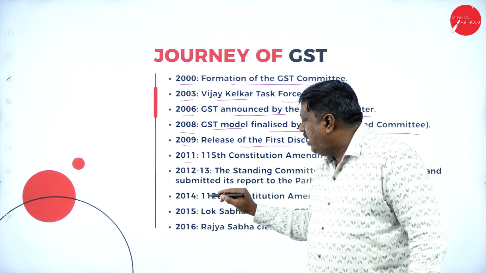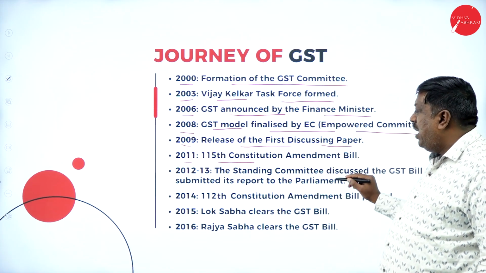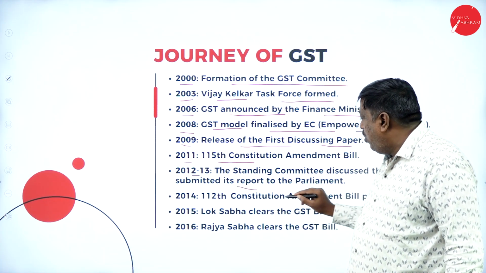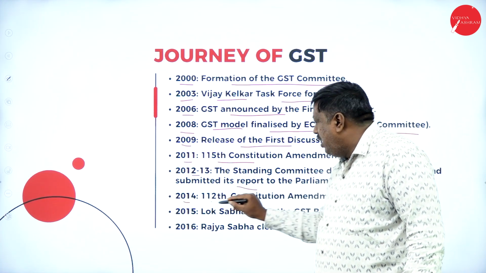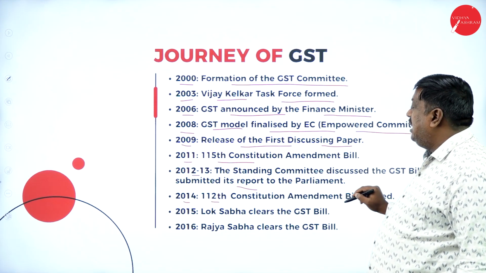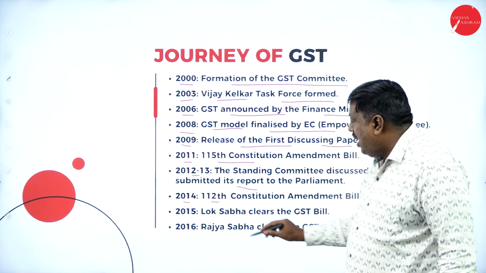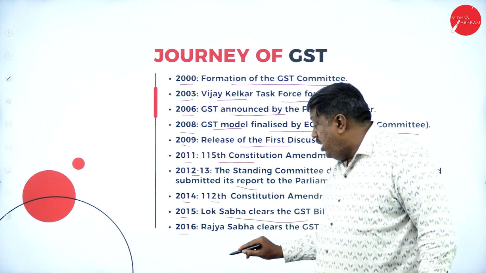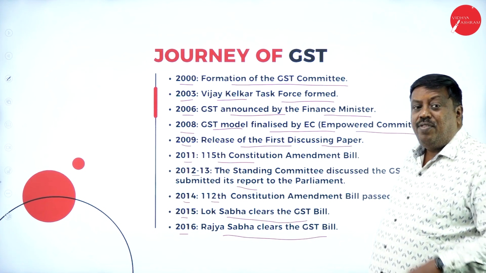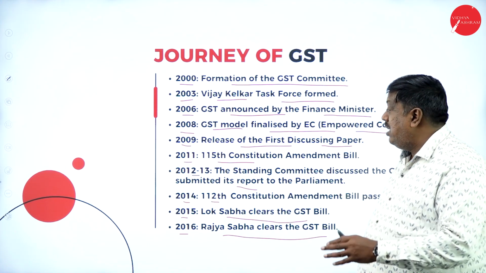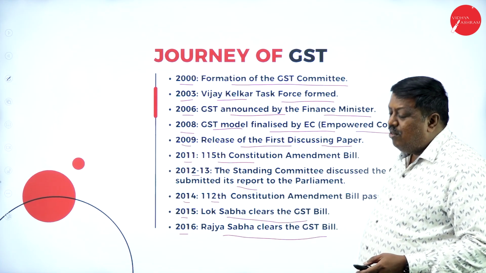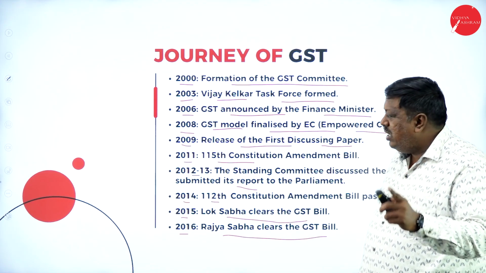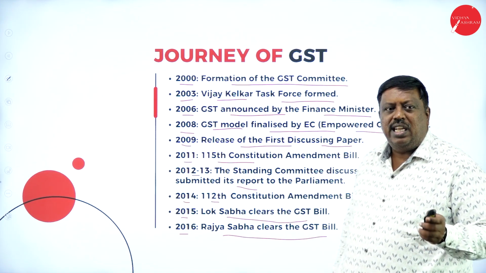In 2011, the 115th Constitution Amendment Bill. In 2012-13, the Standing Committee discussed the GST bill and submitted its report to the Parliament. In 2014, the 122nd Constitution Amendment Bill was passed based on the 115th, and in 2015, Lok Sabha cleared the GST bill. In 2016, Rajya Sabha cleared the GST bill. First it was in the state and then in the central. In both places, the bill was finalized, and later on 1st July 2017, the GST was introduced in the Indian market.